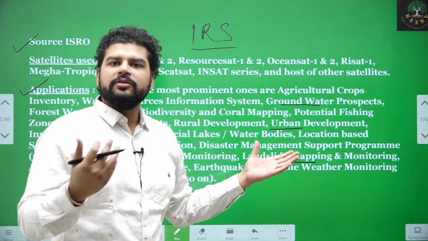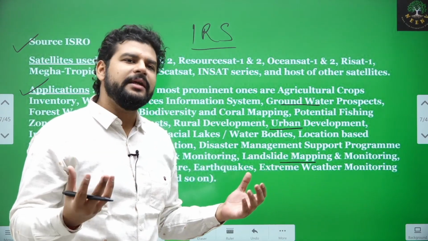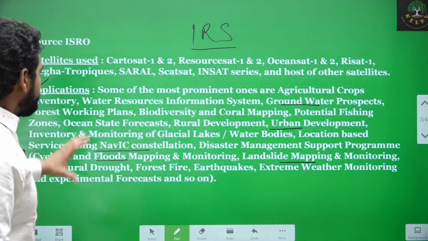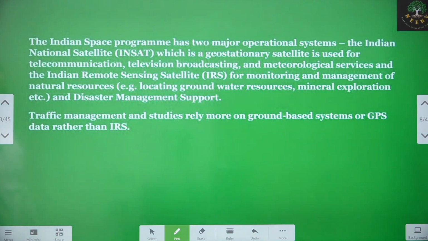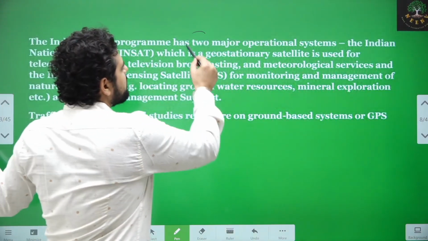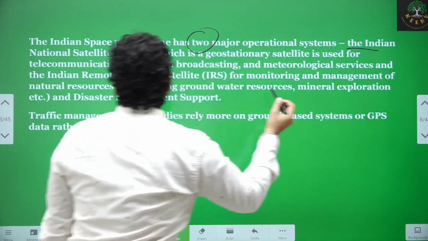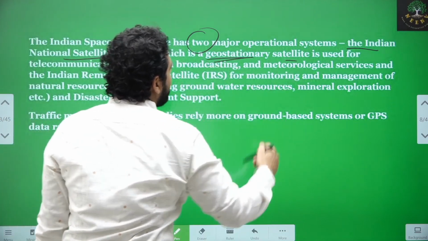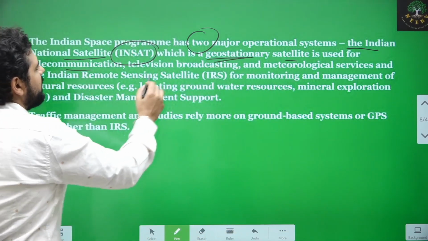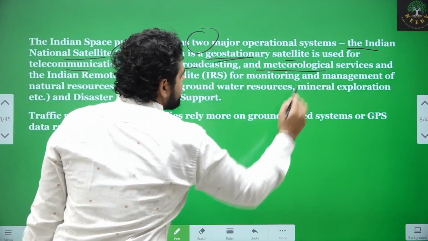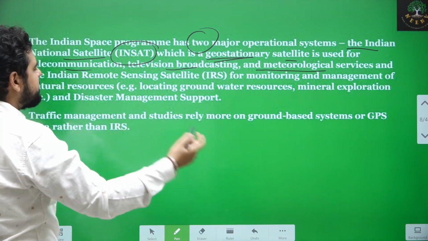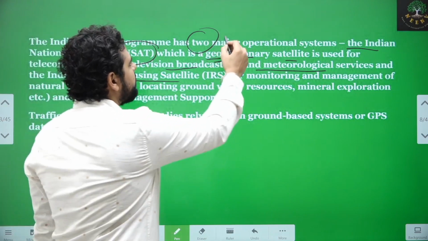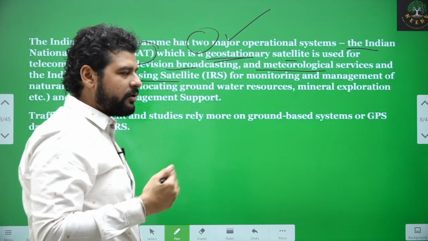Although I can directly tell you the answer, that would not be adding any value to your time. So try to learn the topics in such a way, right? Now, the Indian space program has two major operational systems. The first one is the Indian National Satellite, which is INSAT, a geostationary satellite used for communication, television broadcasting, and meteorological services. And the second one is the Indian Remote Sensing Satellite, on which the question came. So prepare this part also. There might be a question on this.